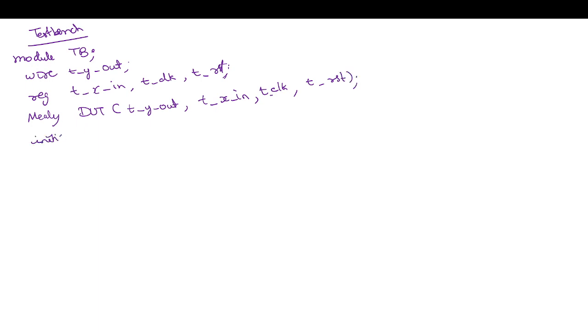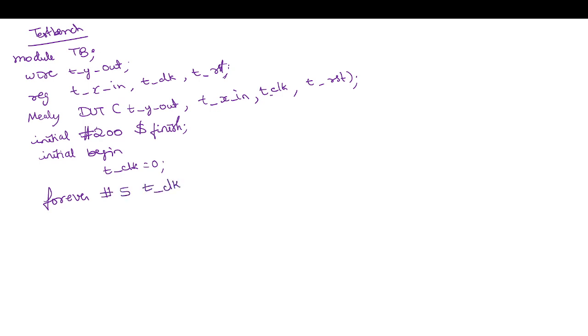So initial, then I want to terminate the simulation after 20 units of time. So I write initial, and then after 20 units of time, finish. Now I will initialize the values. Initial begin, the clock is equal to 0. My clock should toggle forever after every few units of time.